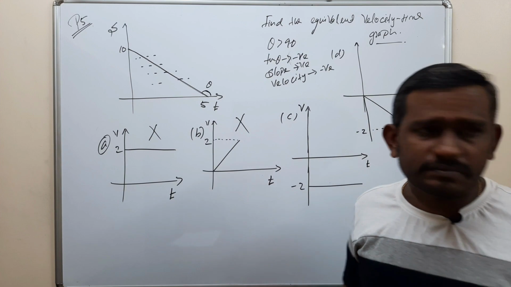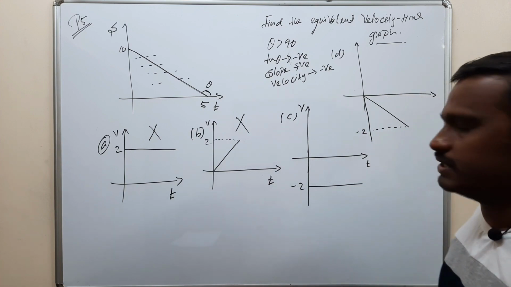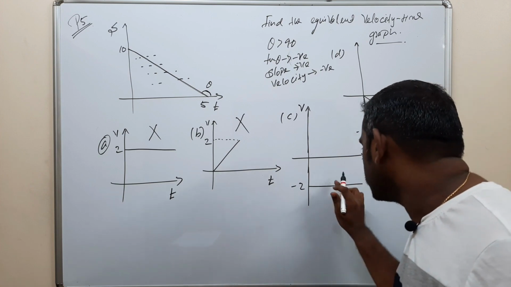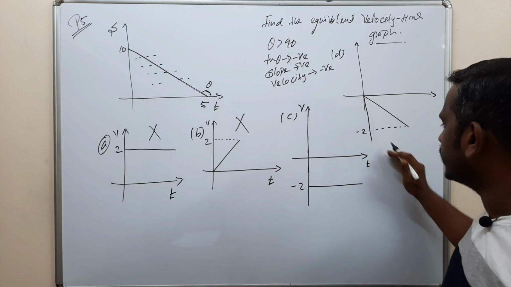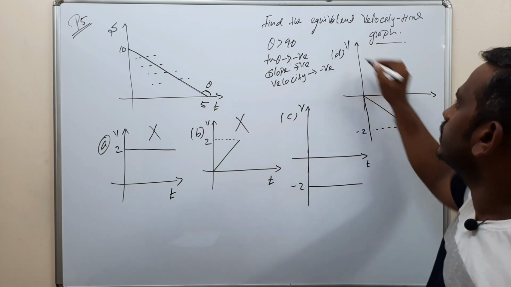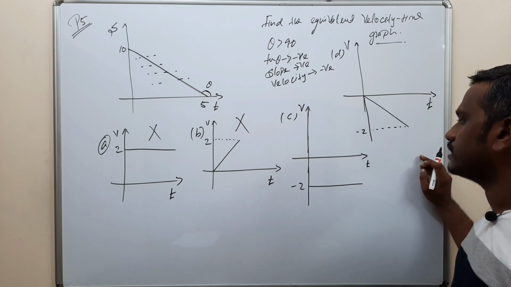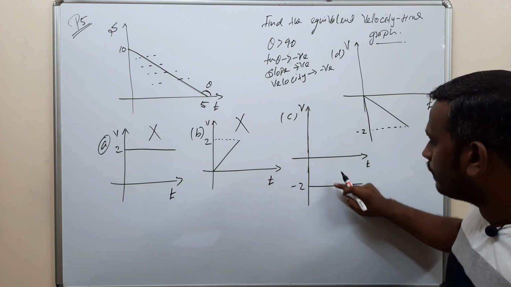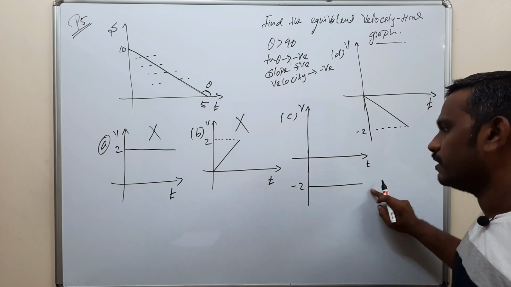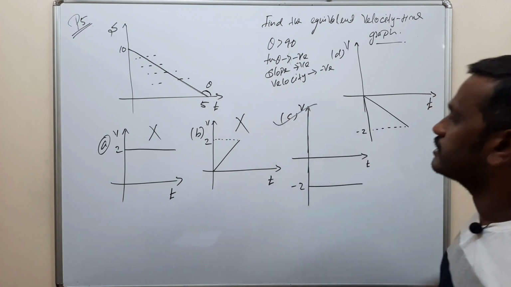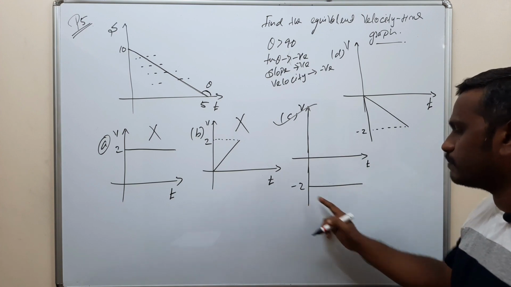So it's a straight line graph, so the velocity is constant. Negative, constant. So which one? This one: as time increases, velocity increases in the negative direction on the velocity-time graph. Here, as time increases, velocity also increases. Here, as time increases, the velocity is constant. So therefore this is the answer. So it is -2.